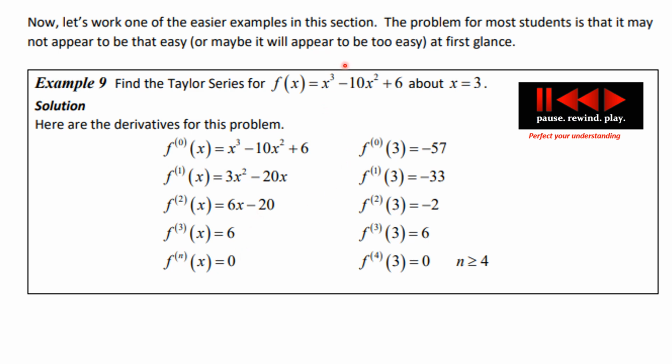Now we're going to work an example where we have a polynomial. Suppose we have a third degree polynomial and we're going to expand it about x equal 3. By the time I get to the fourth derivative and beyond, this is going to be 0 already. So this is not going to be an infinite series. It will be finite. Here I take the derivatives, I evaluate them all at 3, and I will get these numbers. That means my solution is going to look like this.